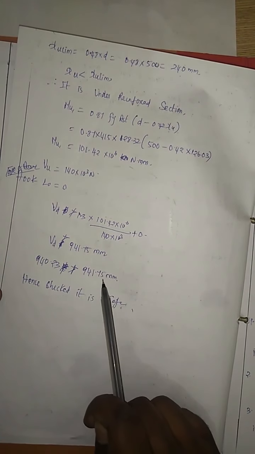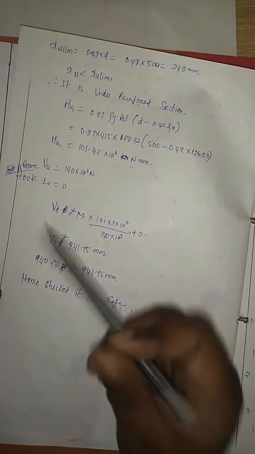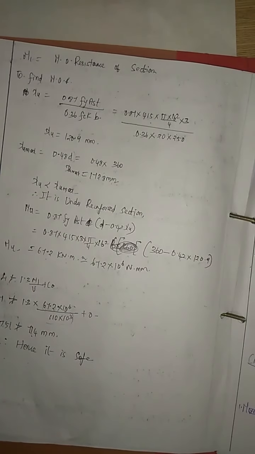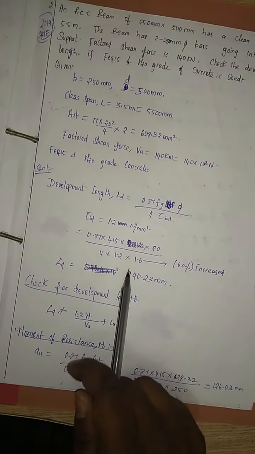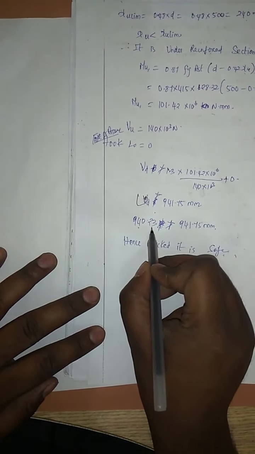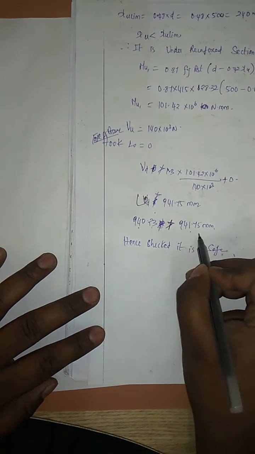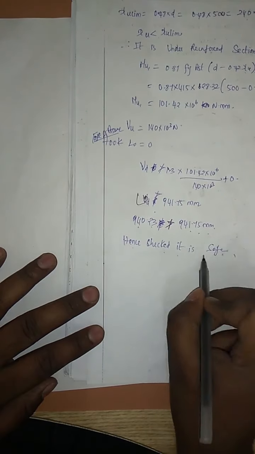See the actual LD, the development length. How much did you get? You got 940.23. So this LD, 940.23, is not greater than 941.75 mm. So hence checked, it is safe.